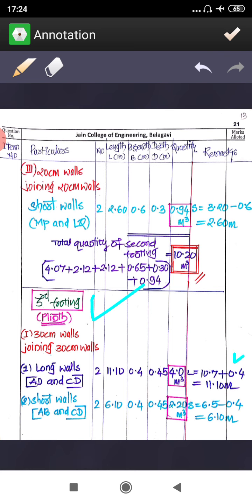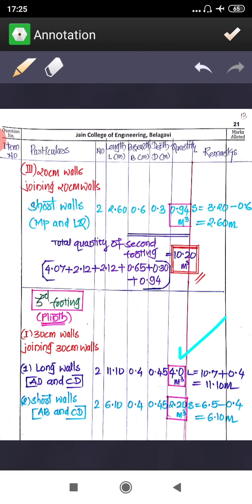In the same way, for the third footing, that is plinth, it has a width of 0.4, so you add one full width in the longer wall and deduct one full width in the shorter wall. So you'll have 11.10 here, two numbers, 11.10 into 0.4 into 0.45. 0.45 is the thickness of that particular plinth, so the quantity is 4 meter cube.